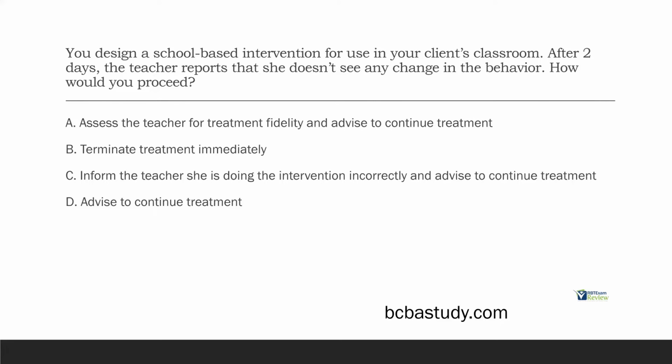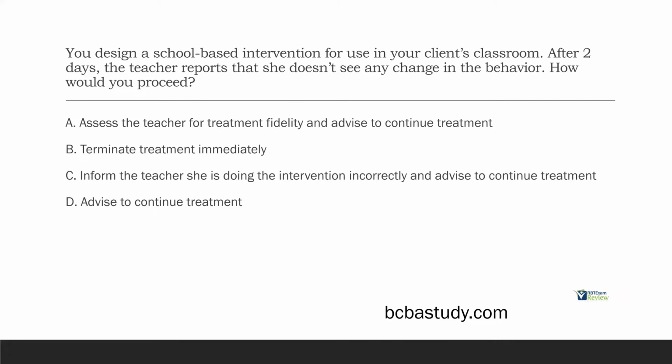A, assess the teacher for treatment fidelity and advise to continue treatment. This looks pretty great, right? 1, make sure she's doing it correctly. And 2, let's continue. We only have 2 data points. Do we stop there? Do we pick A and move on? We do not. Read all of our answer choices.